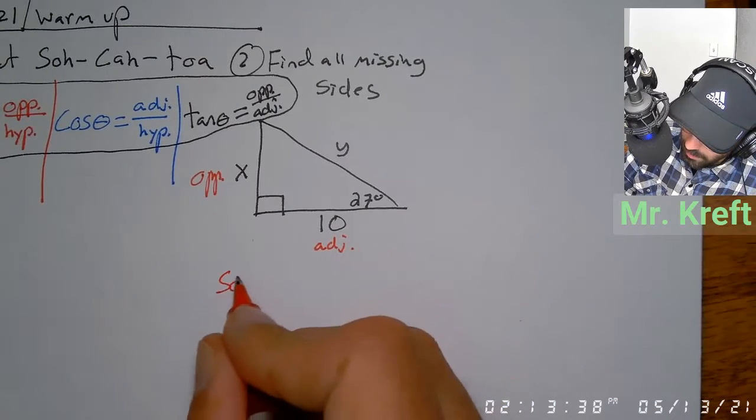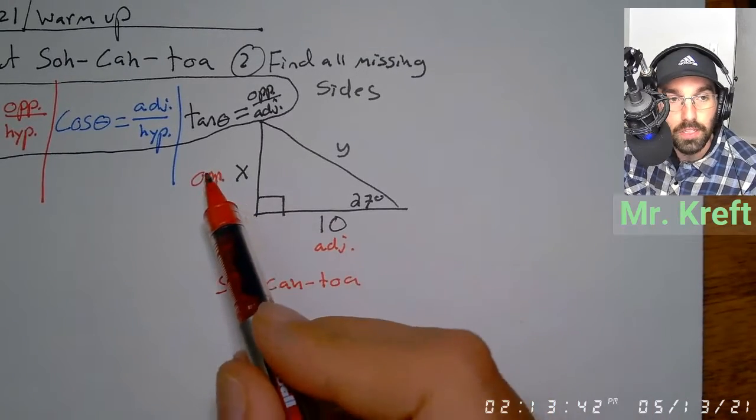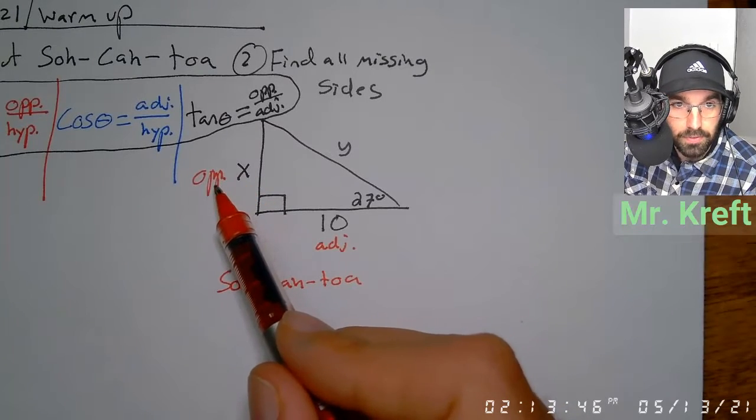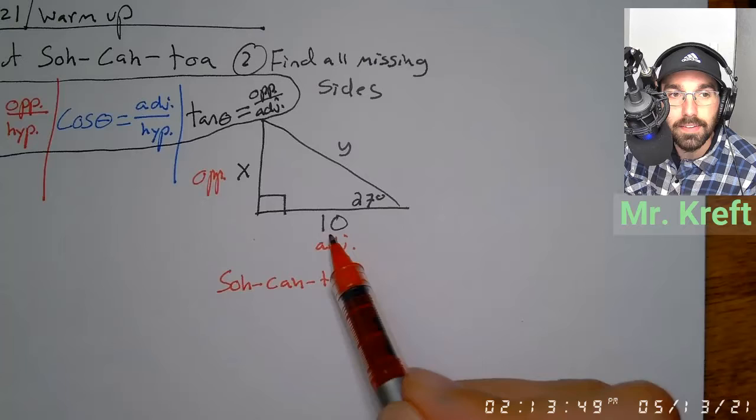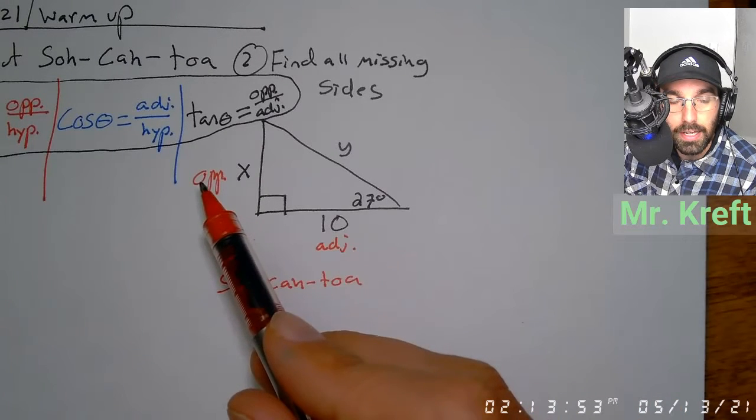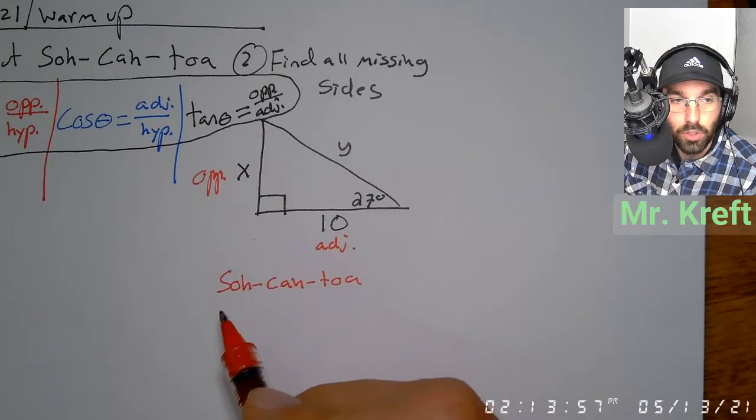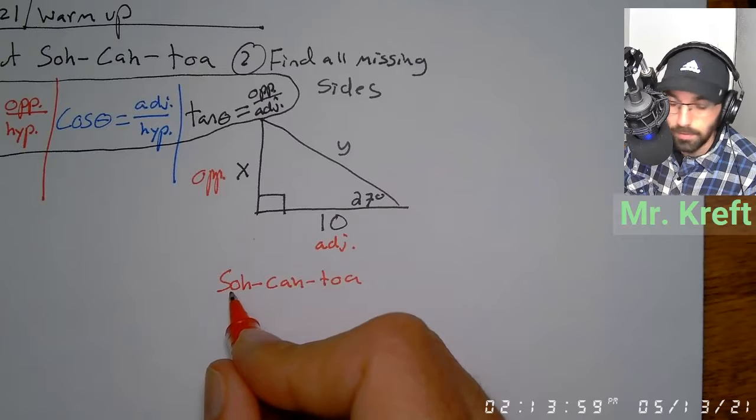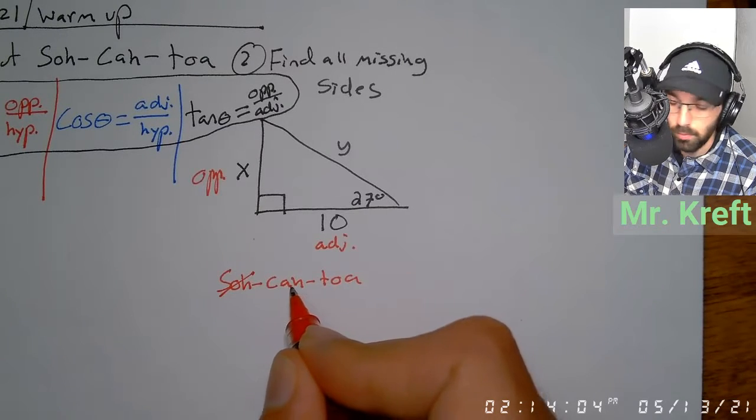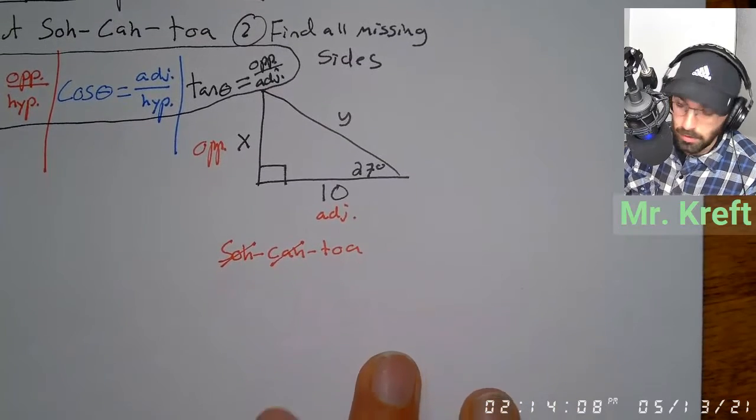What this does when I write Soh-Cah-Toa is it really gets me focusing on, okay, this is the side that I want to solve for. It's opposite. And this is the side that I know, the given side. So I want to find a ratio that has O and A in it, opposite and adjacent. So that's not sine. It has opposite in it, but we don't want the hypotenuse. Cosine has adjacent in it, but we don't want the hypotenuse. So this is going to be a tangent ratio.